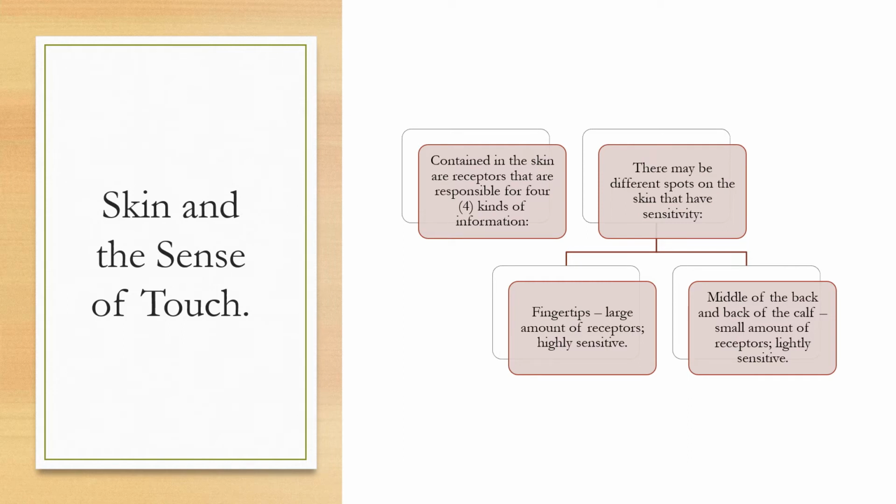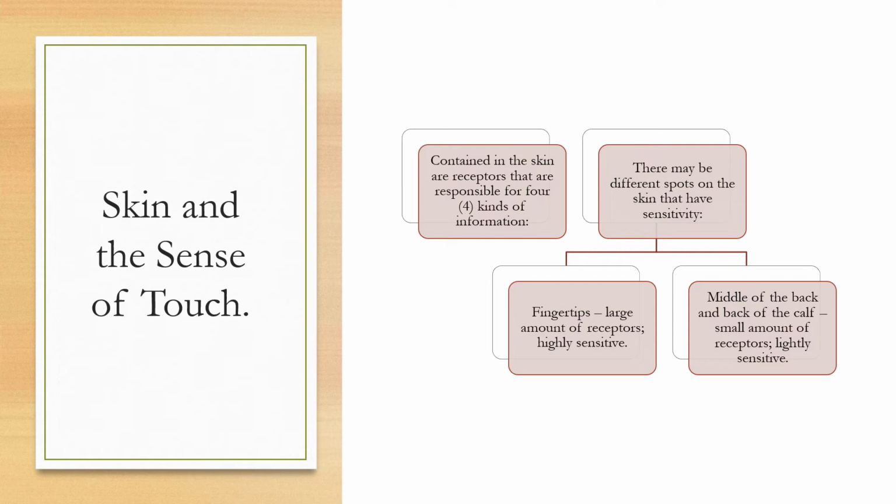Skin and the sense of touch. Contained in the skin are receptors that are responsible for four kinds of information. There may be different spots on the skin that have different sensitivity. We'll get into what those four types of information are too.